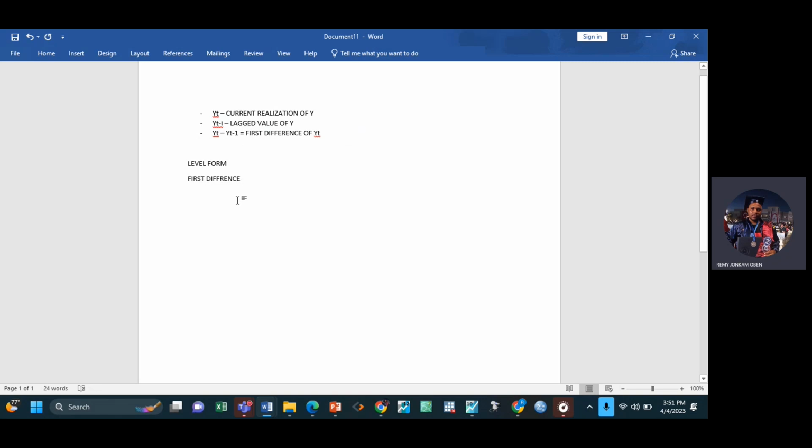For instance, just for your information, if a variable is stationary at level form, then we say it is I0. I mentioned it here, which means it is integrated of order 0. But we can have a situation where a variable is non-stationary at level form, but stationary at first difference. In that case, we'll say it's integrated of order 1, which means it is I1. So that's just to tell you how important first difference can be. We'll see it when time comes.